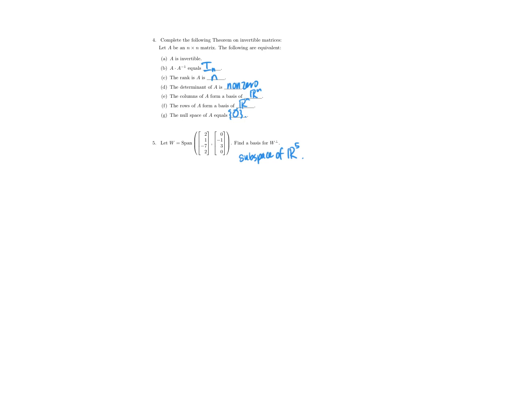And so that means that if we add W and we throw in the vectors for W perp, we should be able to get all of R5. So W perp is going to be a 3-dimensional subspace of R5.